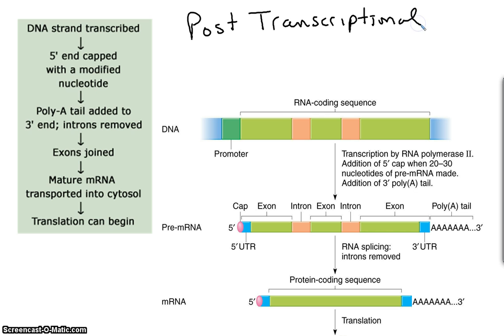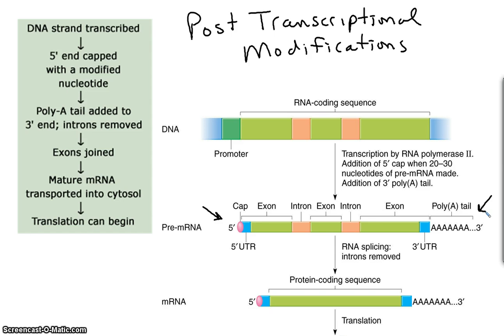So transcription has already taken place. We've got the RNA, but we've got to modify it some. We've got to change it a little bit. And the first two things that happen is we put caps on the end. So we put a 5' cap, and we put what's called a poly A tail on the 3'.